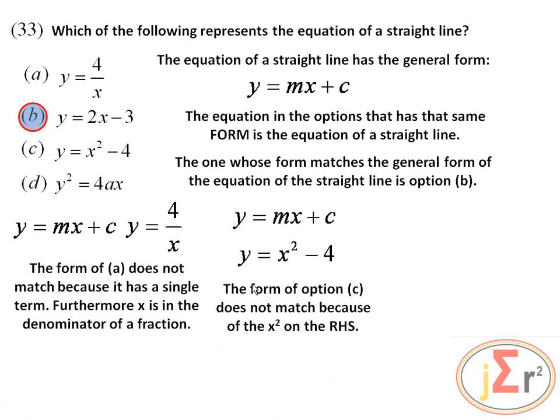What about that one? The form of option C does not match because of the x squared on the right hand side. When we have x squared here, this is not the equation of a straight line anymore. This x squared prevents it from being the equation of a straight line.